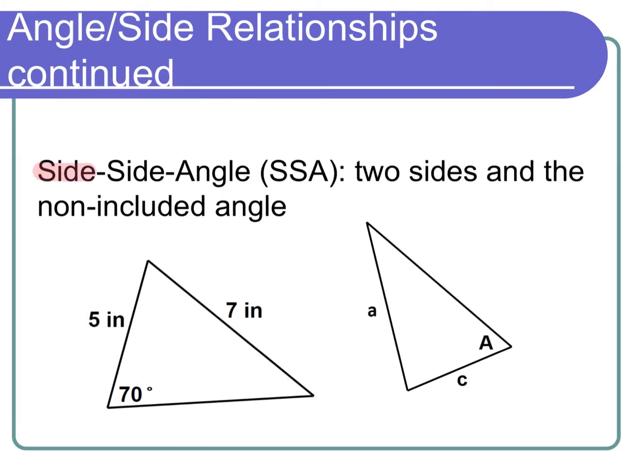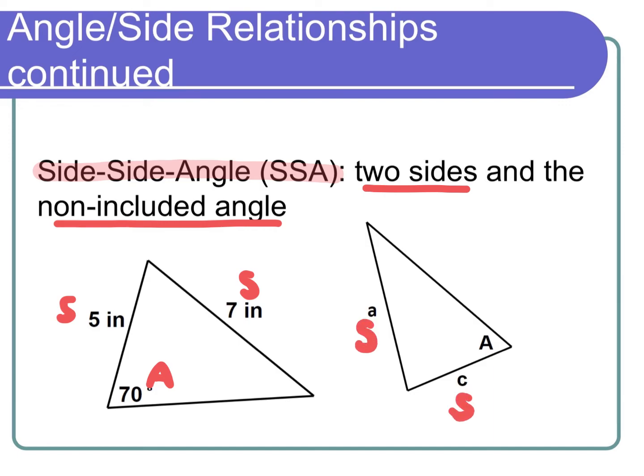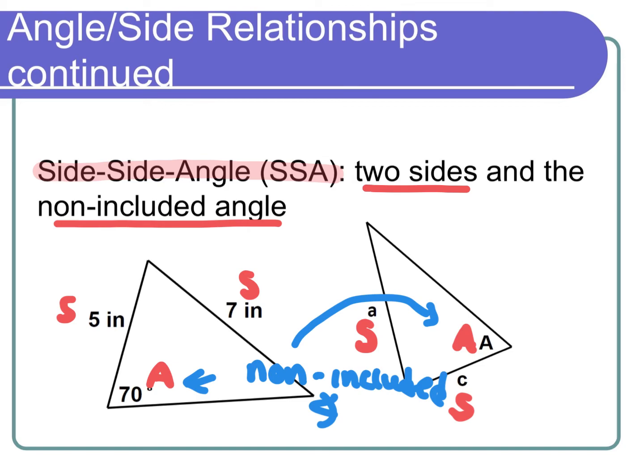The next relationship I have is side side angle, or SSA, where it is formed by two sides and the non-included angle. So in the first example, I have a side, an angle, and in the next example, I have a side, an angle. And notice that for both of these, the angle is the non-included angle. So it makes sense for the A for angle to not be between the two sides or the two S's.